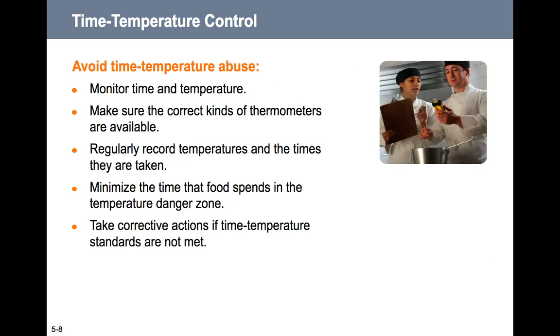So how should we avoid time-temperature abuse? We should be constantly monitoring time and temperature. Make sure the correct kinds of thermometers are available to you. Regularly record temperatures and the times they are taken. Sometimes this is done digitally or on a clipboard. Minimize the time that food spends in the temperature danger zone. And take corrective actions if time-temperature standards are not met.